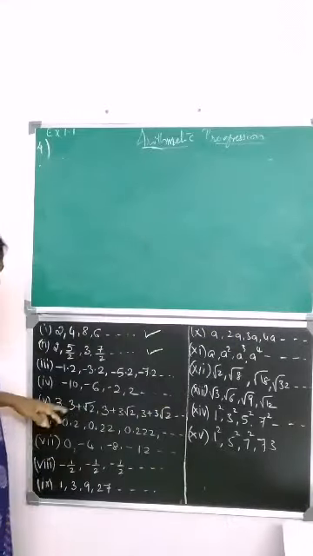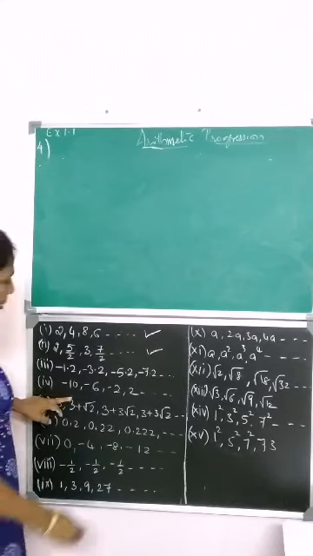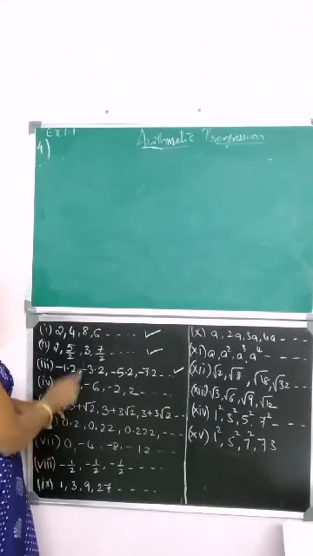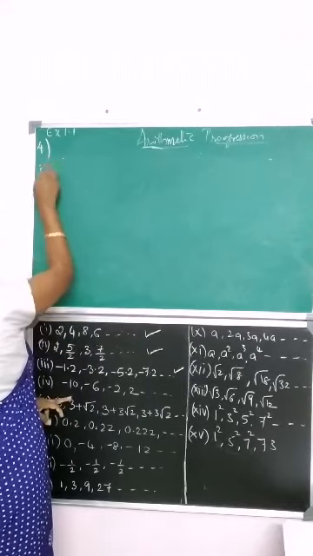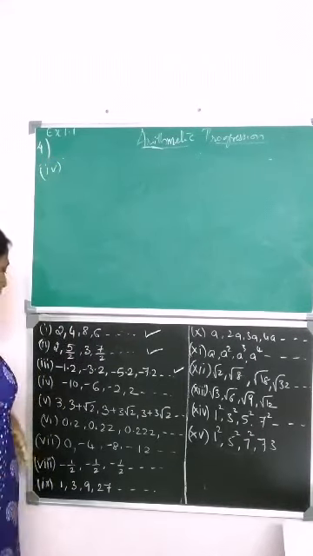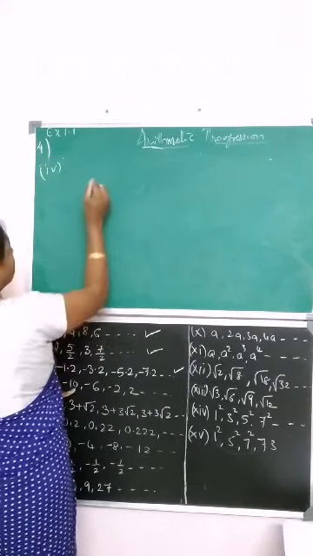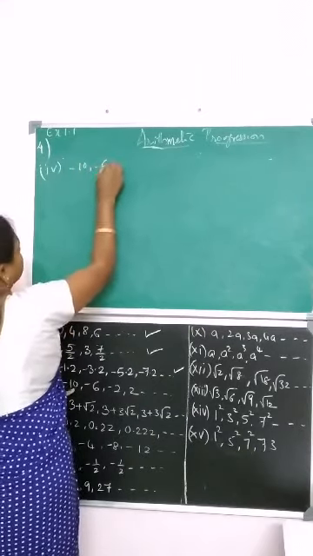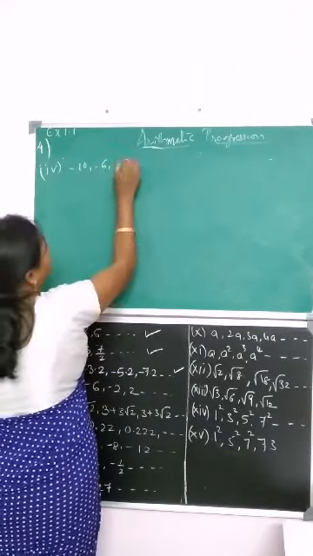Okay, let us go to the next one. Okay, this is over. Now the fourth one. In the fourth one, what you can observe here is that minus 10, minus 6, minus 2, plus 2.